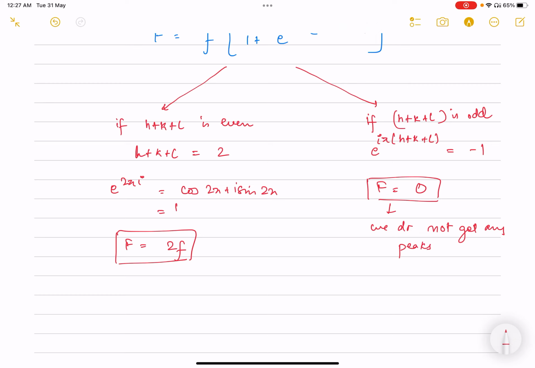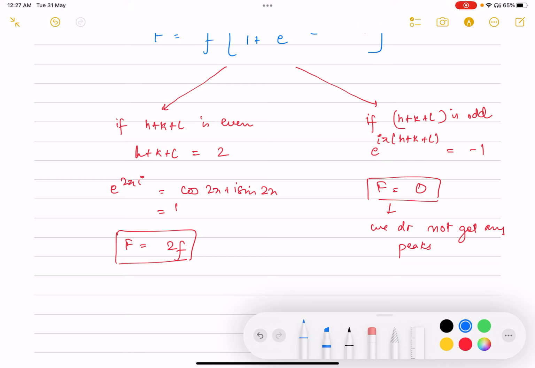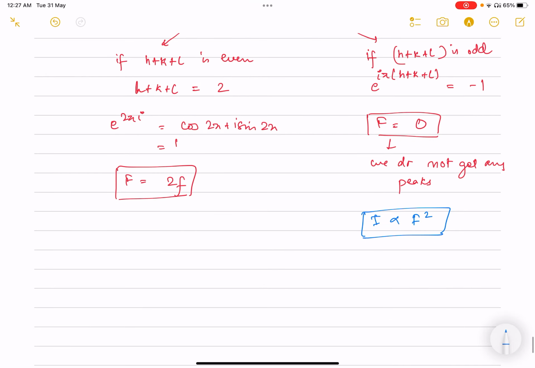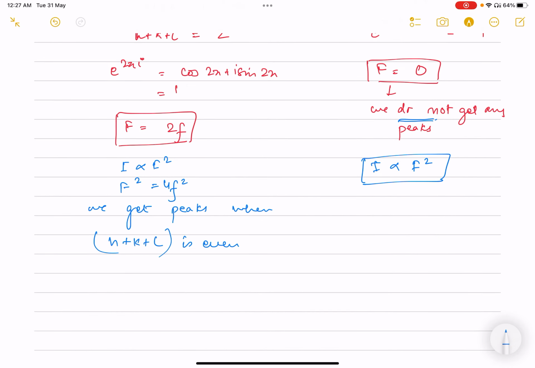Since intensity I is directly proportional to F squared, and F is 0, the intensity will be 0, so we do not get any peaks. But here I is directly proportional to F squared, and F squared is equal to 4f squared, so we get peaks when h plus k plus l is even. Okay, so this is for body centered.